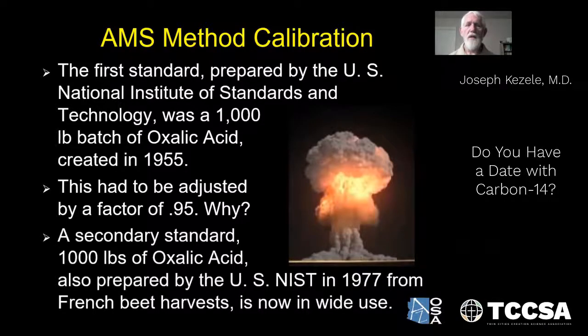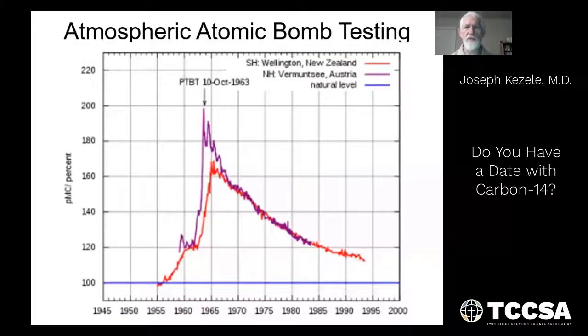So in 1977, they made a second standard, which is now in wide use from French Beats, to try and compensate. They're trying to calibrate to compensate for these problems that cause the inconsistency and falsity of those assumptions we talked about. So here is showing the effect of the atomic bomb testing in the atmosphere with tremendous change with the carbon ratios.